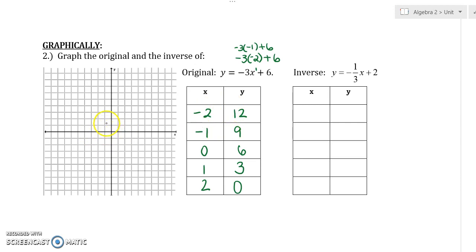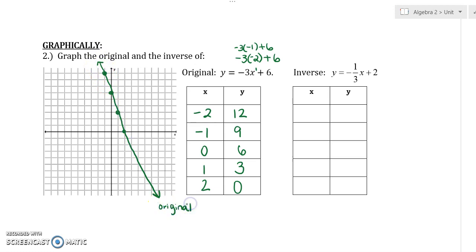So I'll do -1, 9. 1, 2, 3, 4, 5, 6, 7, 8, 9. We have 0, 6. 1, 2, 3, 4, 5, 6. We have 1, 3. 1, 2, 3. And 2, 0. And then we have our original line. So this is our original. I'm just going to write original.